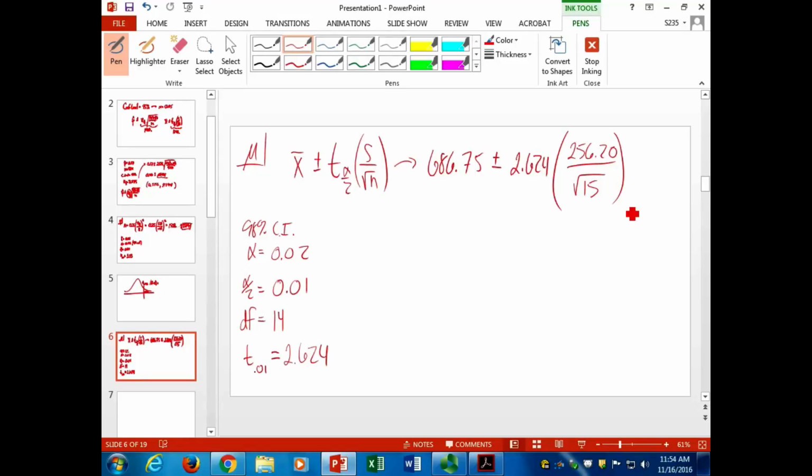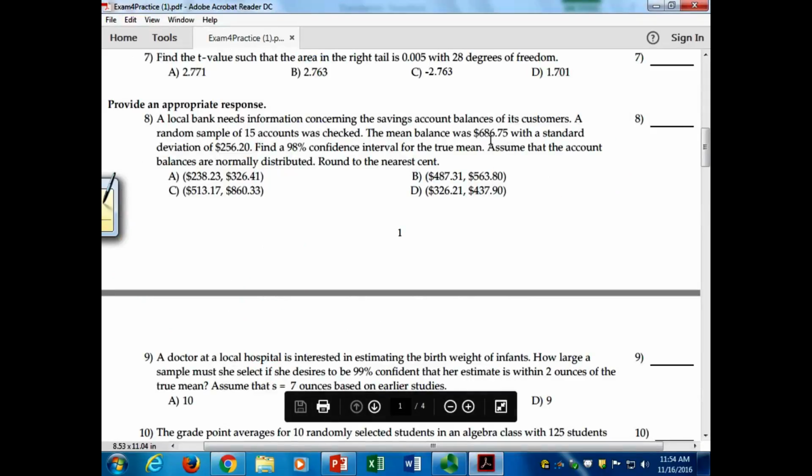Where did you get the 2? From the problem. They gave us the sample mean, 686.75, and they gave us the standard deviation, 256.20.